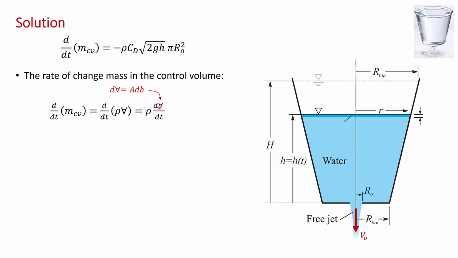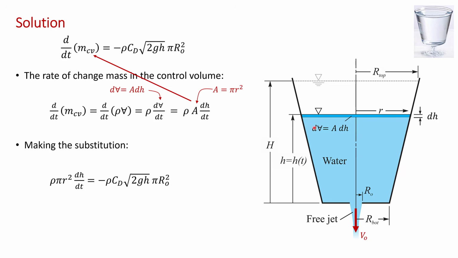Now, let's consider dV here. In an increment of time, the liquid level falls by a distance dH. So the incremental change in volume is the area of this blue disk here, which is the area of the free surface times dH. So making that substitution that dV equals A dH, we get that the rate of change of mass in the control volume is the density times the area times the rate of change of height of the free surface with time. Notice the area here is the local area of the free surface, so pi r squared.